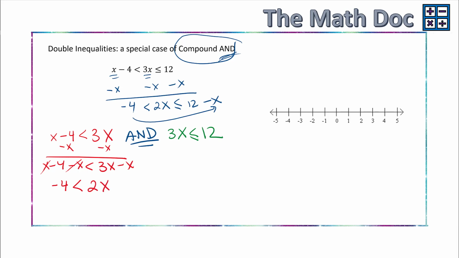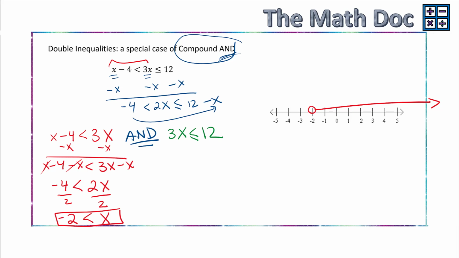Let's take that last step of dividing by 2. Okay, and we are left with minus 4 divided by 2, which is just minus 2, is less than 2x divided by 2, which is just x. Okay, so on the number line, we see that we have x is larger than negative 2. So for any x larger than negative 2, this first side of the inequality is satisfied.